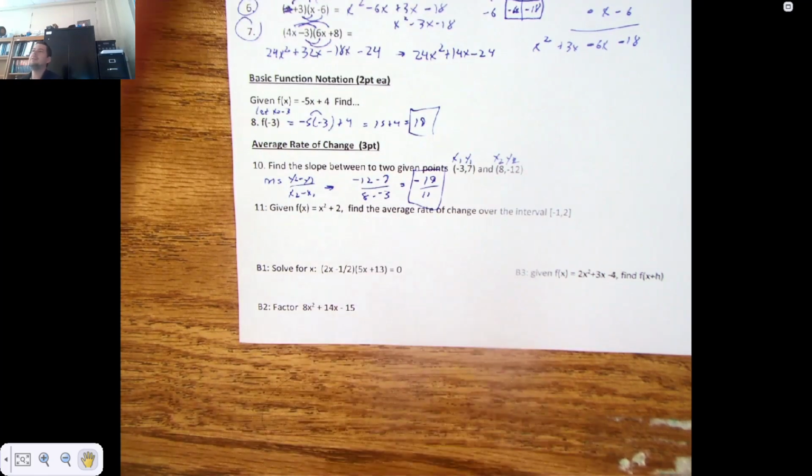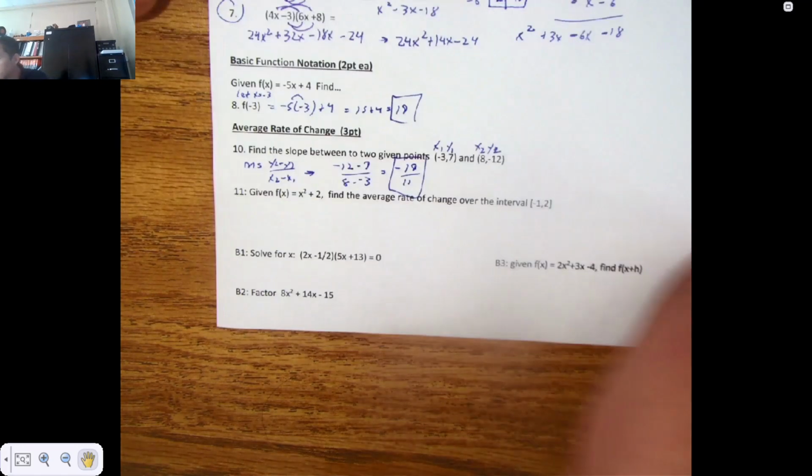Slope is such a huge concept in mathematics, and it just starts right there. I don't know how many of you are going to take calculus, but if you do, calculus is nothing but a lesson in slope, average rate of change. That's all it is. Obviously, you look at it differently, but that's what it is.